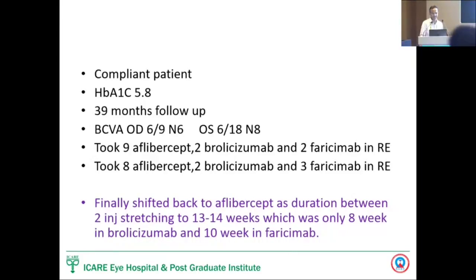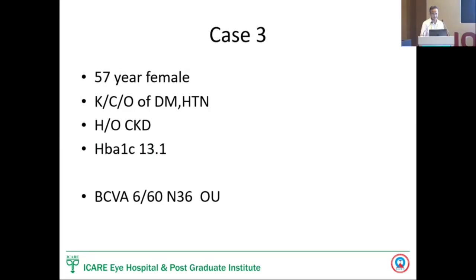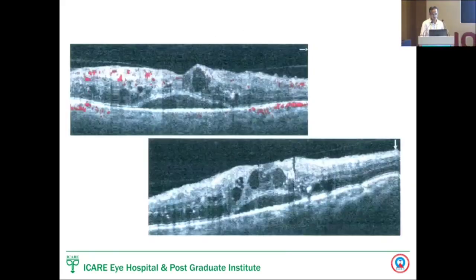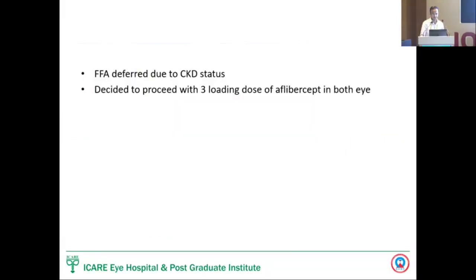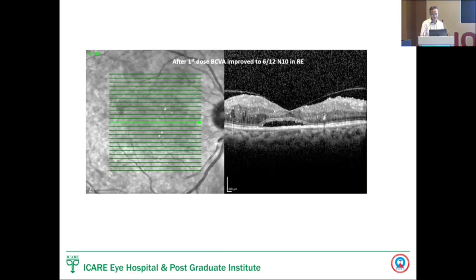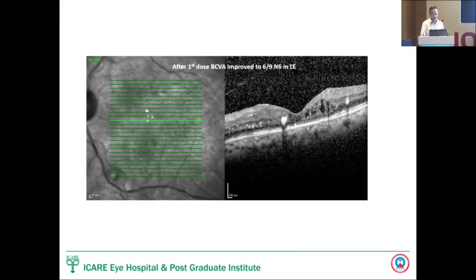The duration between 2 injections is stretching to 13 to 14 weeks, which was only 8 weeks in brolucizumab and 10 weeks in faricimab. So third case, patient known case of diabetes and hypertension, known case of CKD, uncontrolled HbA1c, vision 6/60 and N36 both eyes. So this was the initial picture when patient presented to me with CME with SMD. So FFA I deferred due to the CKD status, and I decided to go ahead with the 3 loading dose of aflibercept. So there was marked improvement after the first dose, and the vision improved to 6/12 and N10 in right eye. And this is the left eye. Even after first dose, there was marked improvement, and the patient vision improved to 6/9 and N6.